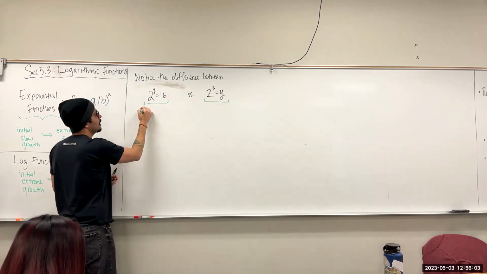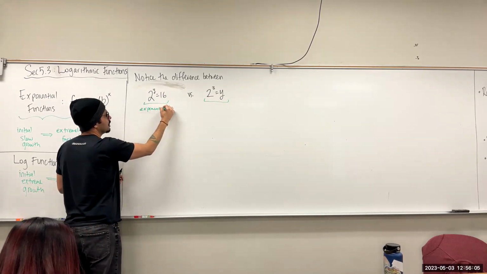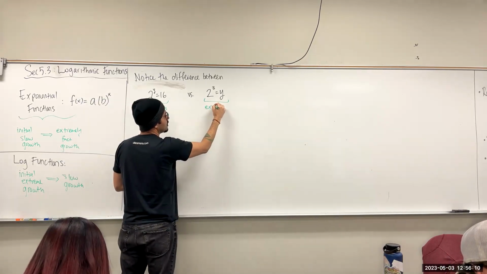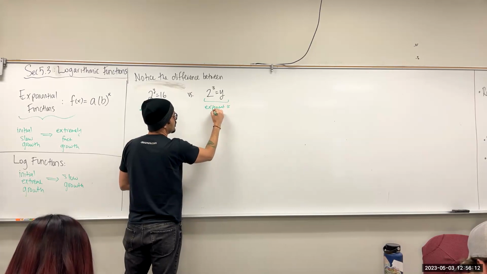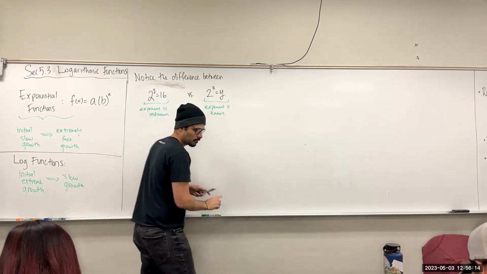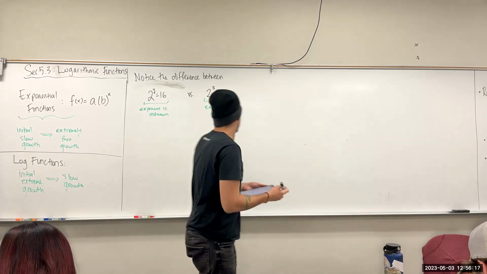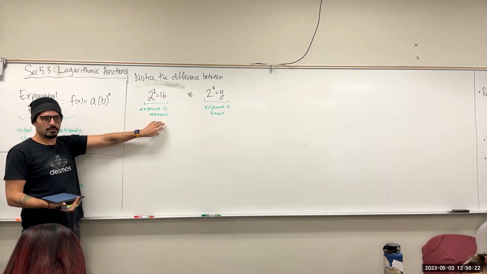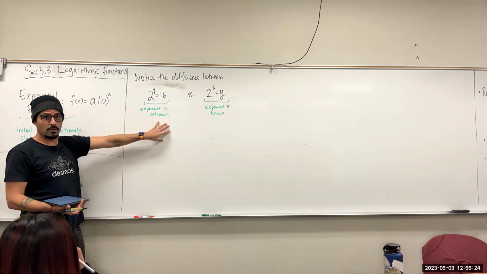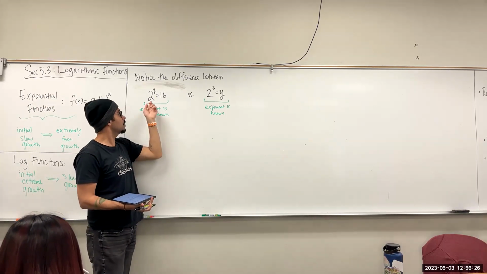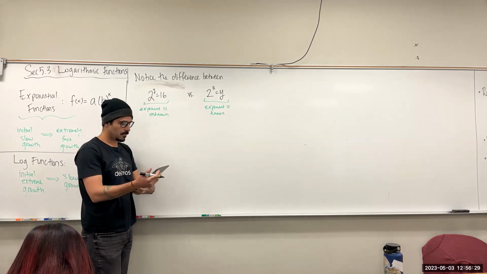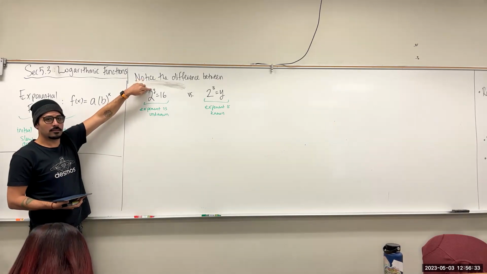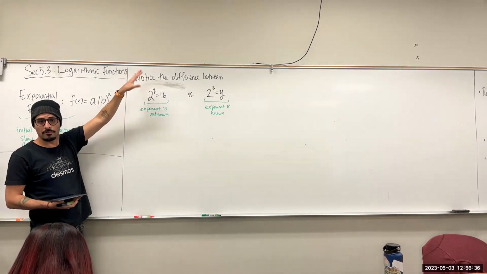Here, the exponent is unknown, and here the exponent is known. So for this one, what is that exponent? 4. 4, right? 2 to the fourth power is going to give you 16. But this 4 has a special name. It's going to be called the logarithm of this situation.